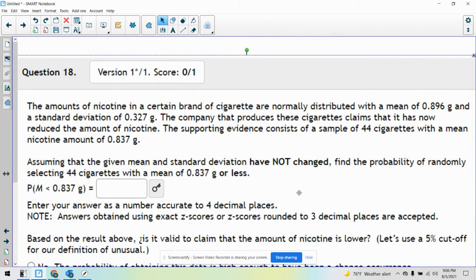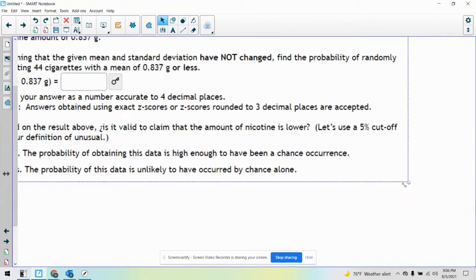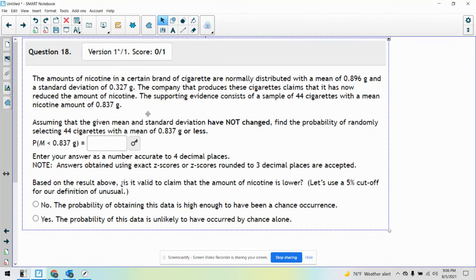Same thing here. So this says the amount of nicotine in a certain brand of cigarettes is normally distributed with a mean of, so this is mu.